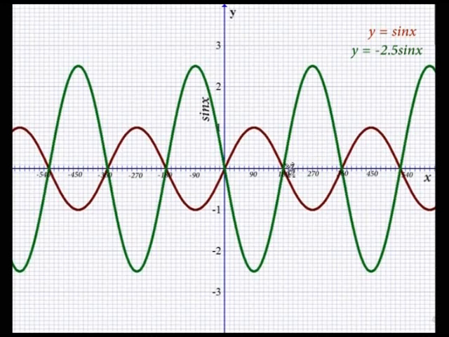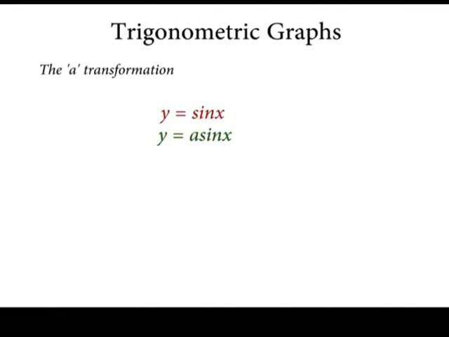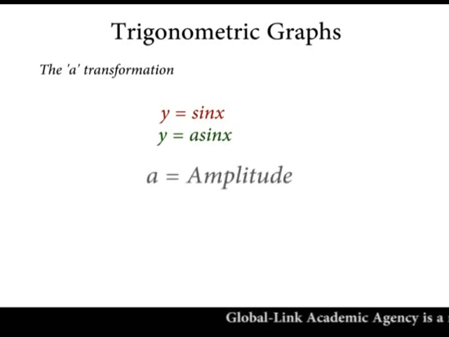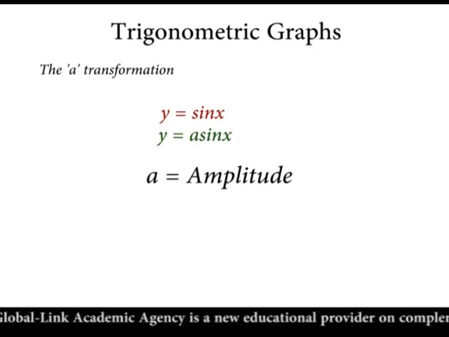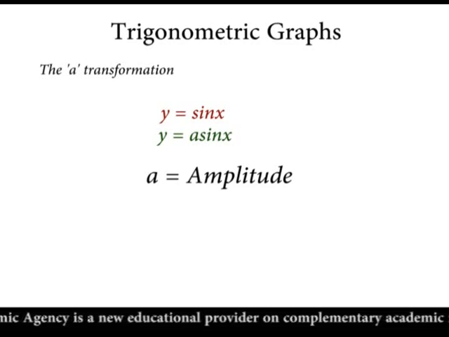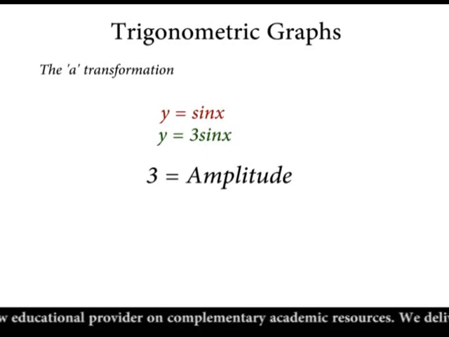We will see a reflection about the x-axis, and we will also see a stretch or compression. In this case, multiplying by -2.5, we have a reflection and a vertical stretch by a factor of 2.5. And so in general, when we talk of the A transformation, that A is the amplitude of the graph. On the base function, the amplitude is 1, and that is for 1 sine x. For 3 sine x, the amplitude is 3.